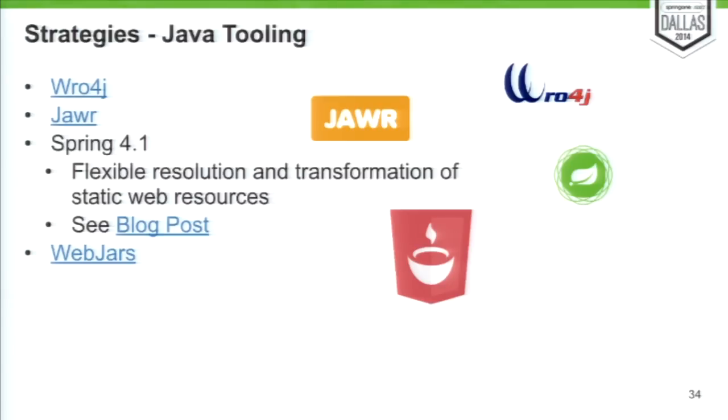You also have, on the Java tooling side, WebJars. How do you manage dependencies? You want to get your JavaScript and CSS files, the third-party dependencies, in there. There's a project called WebJars that gives you Maven coordinates for client-side dependencies. Spring Boot has some support for WebJars, so that's another option.